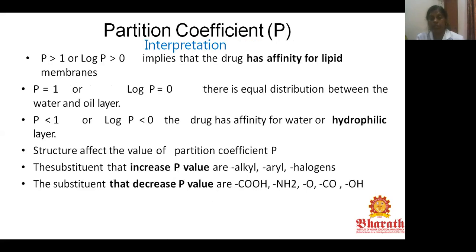The interpretation can imply that the drug has an affinity for both the water and the oil membrane layer, therefore there is an equal distribution between the water and the oil layer. Otherwise, the drug has an affinity for the water or hydrophilic layer. Substituents that increase the P value are aryl, alkyl, and halogen groups. Substituents that decrease the P value are carboxylic, NH2, CO, and OH groups.